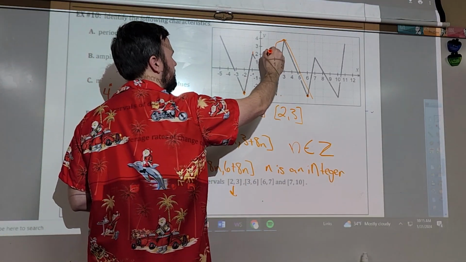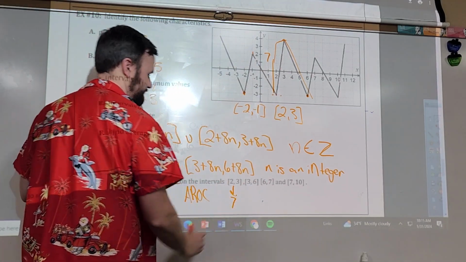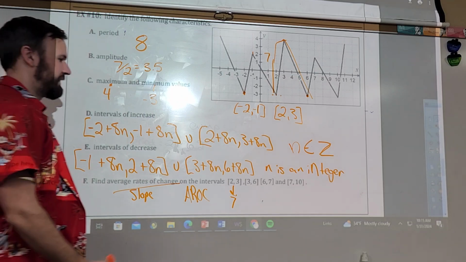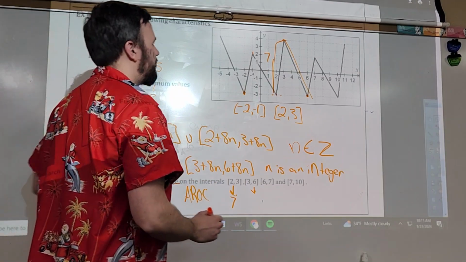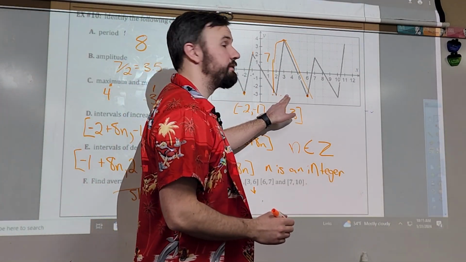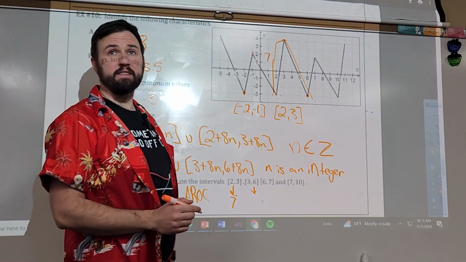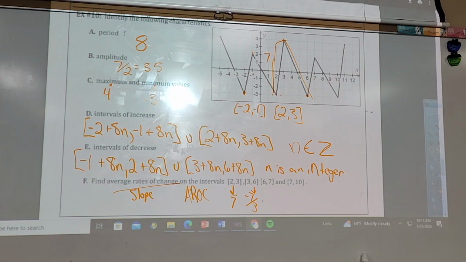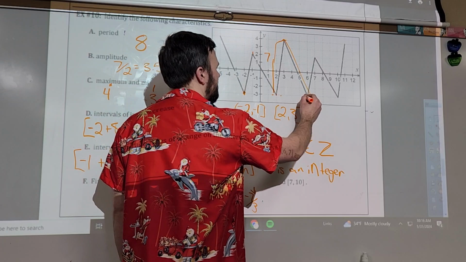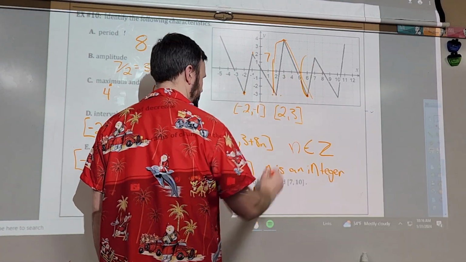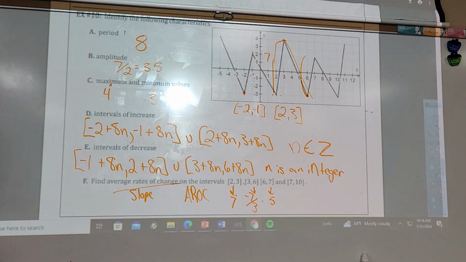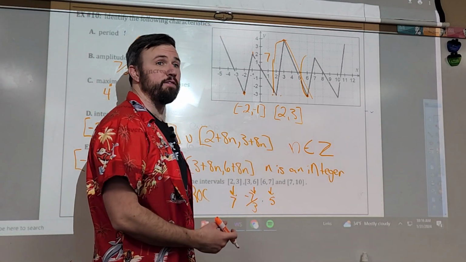How much did I go up? How much did I go over? So my slope is 7 there, right? I went up 7 over 1. From 3 to 6, I go down 7 over 3. Negative or positive? Negative. So my slope's negative 7/3. And then from 6 to 7, how much do I go up? 5 over 1. And then 7 to 10, I go down 5 over 3.